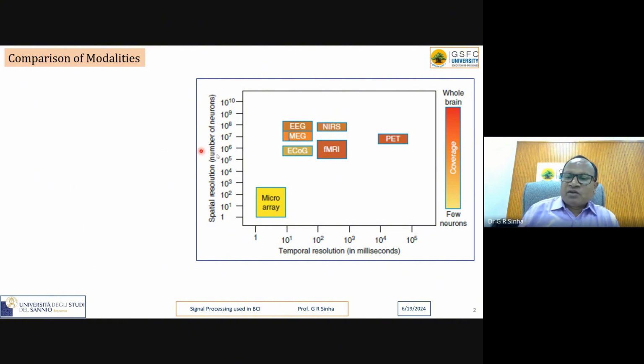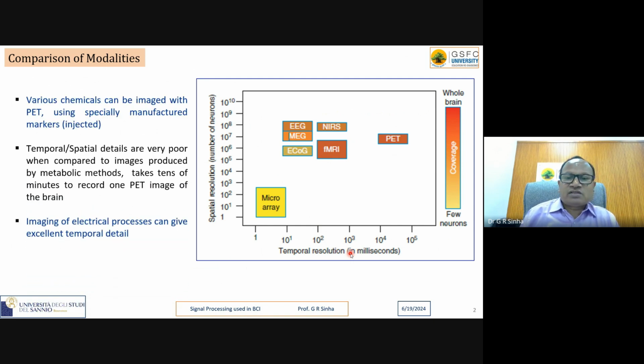Look at the PET. Where is the temporal resolution highest? Let us take all the points. Where is the temporal resolution highest? In the PET, because this records your metabolic chemical processes. What about the spatial resolution? Spatial resolution is here. Functional MRI has a lesser temporal resolution than PET, and then microarray has the temporal resolution.